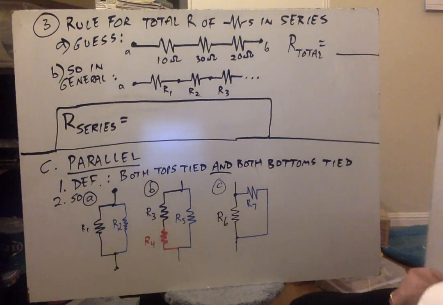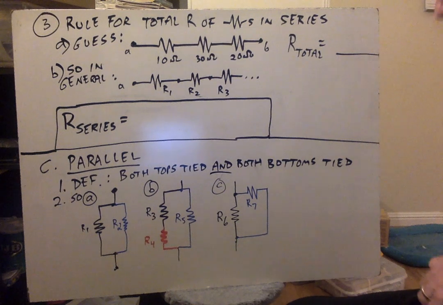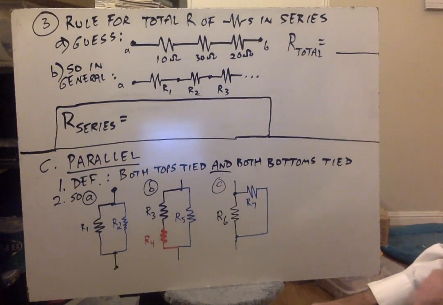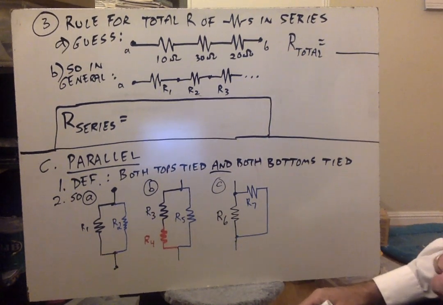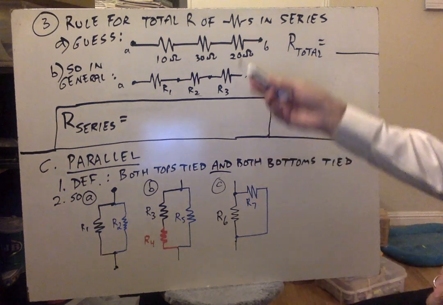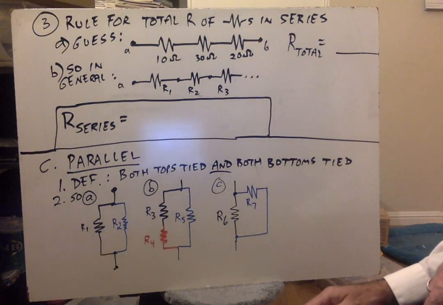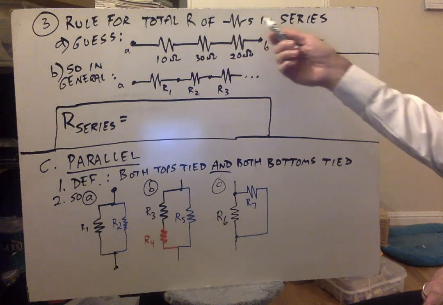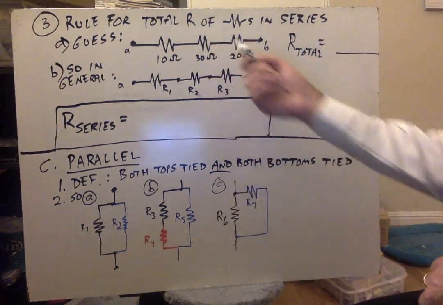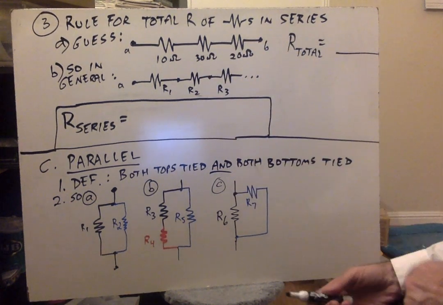All right, as I said earlier, your goal is to be able to predict the resistance of a group without having to actually build the circuit. There's a fairly simple rule for the total resistance or equivalent resistance of resistors in series. Take a guess. It's a very common sense rule. It's exactly what you want it to be.